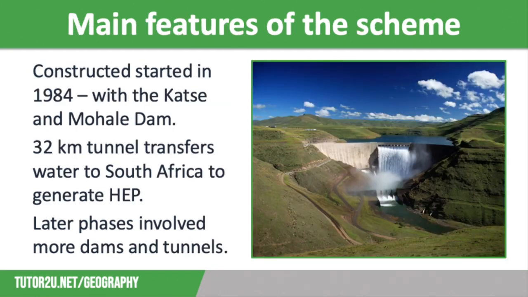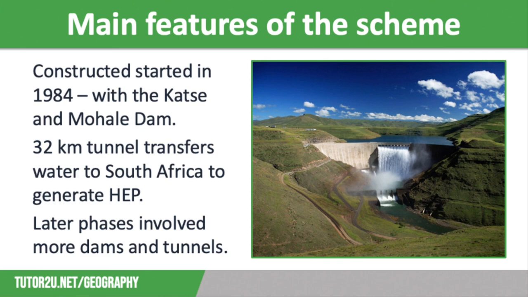Let's have a quick look at the main features of the scheme. Construction started in 1984 with the Katse Dam, which is pictured on the screen, and the Mohale Dam, which were completed in 1998 and 2002, storing and transferring water to the Mohale Reservoir. A 32-kilometre tunnel then transfers water to South Africa's Muela plant to generate hydroelectric power.